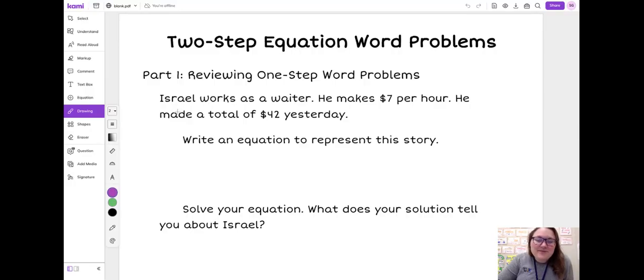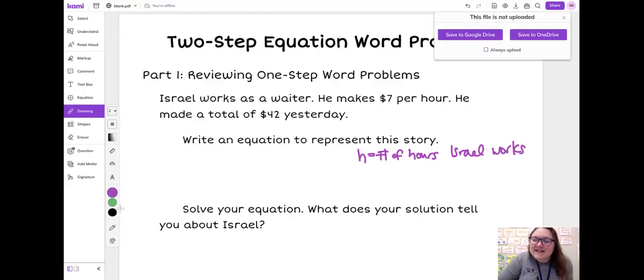In that one-step word problem lesson, we learned that some things to do before you write your equation is identify your variable and identify what math operation the story is using. For this story, we know how much money he makes each hour, we know the total amount of money he made, but we don't know how many hours he works. So in our equation, I'm going to use h for my variable to represent the number of hours Israel works.